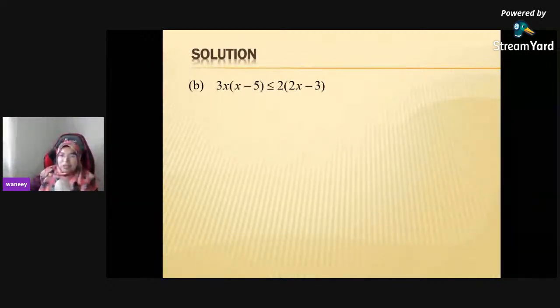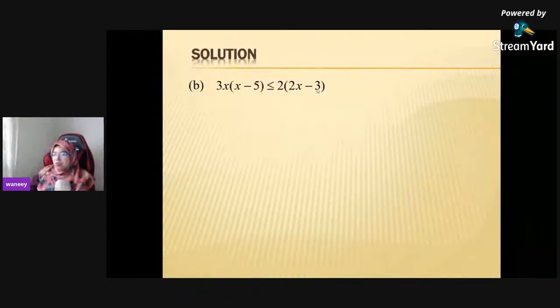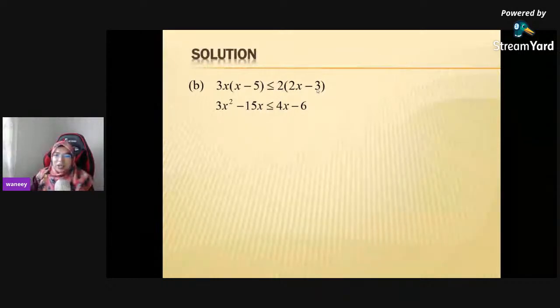Okay, so now, let us see the solution. So we have 3x multiplied with x minus 5 less than or equal to 2 times 2x minus 3. The first step that you should do is that we should expand them first. So do make sure to expand. So you're going to get 3x squared minus 15x less than or equal to 4x minus 6.